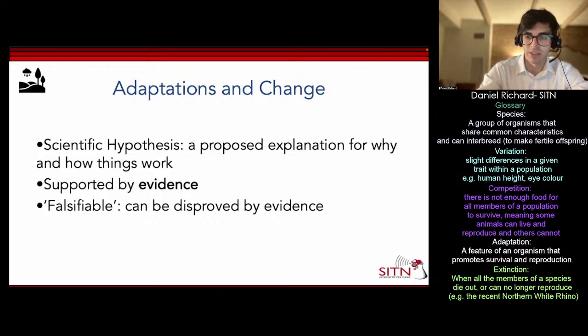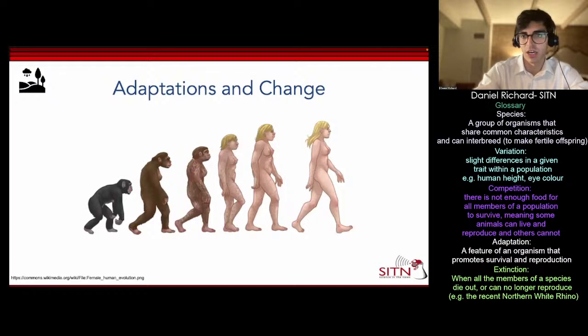And so the hypothesis that I'd like to discuss is how those of us who study evolutionary biology think humans might have evolved. In particular, how humans might have evolved in response to climate change. This might be a really great example of a species that was able to survive climate change.